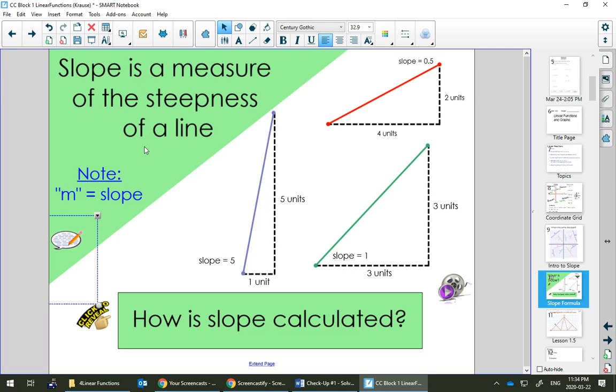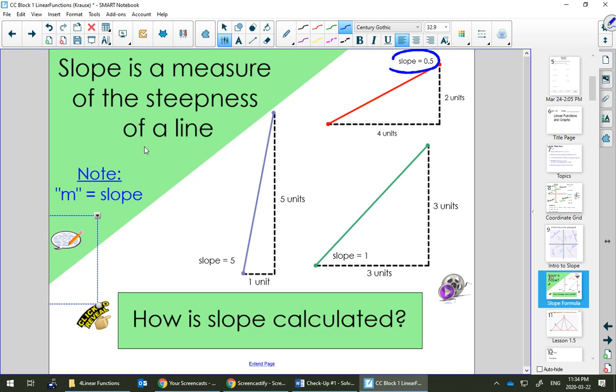So I want you to take a look at these triangles here. The first one has a rise of 2 units and a run of 4 units, and the slope is 0.5. Please don't mix that up with the length of the line. We're not talking about the length of the line or Pythagorean theorem or anything like that.